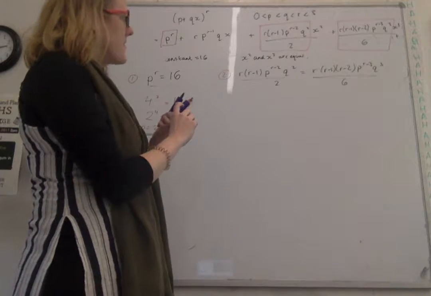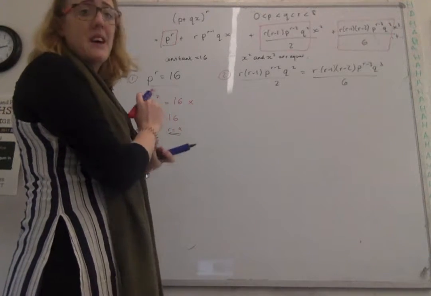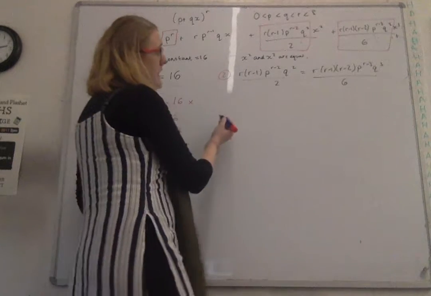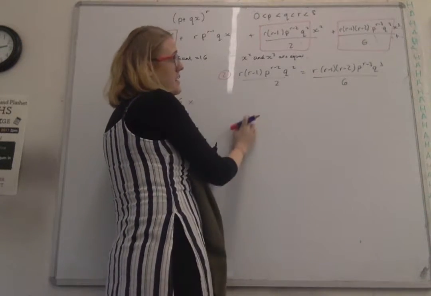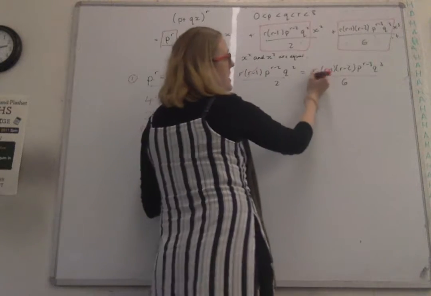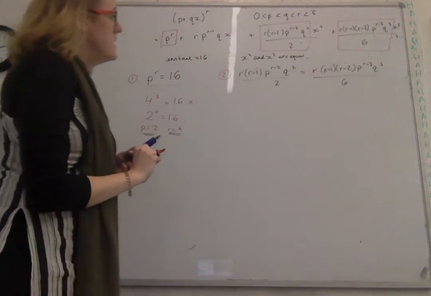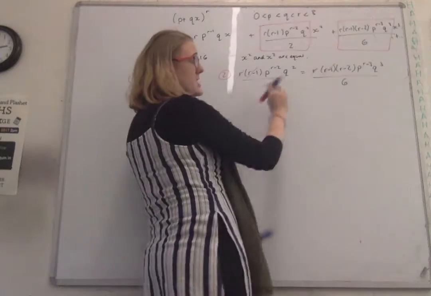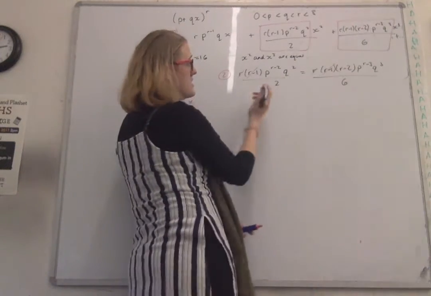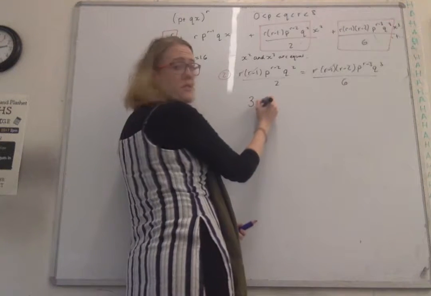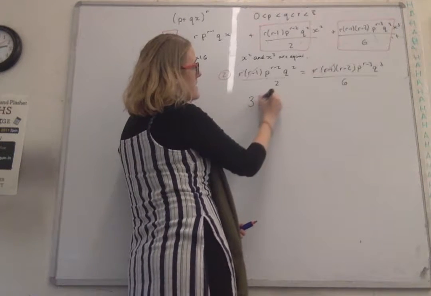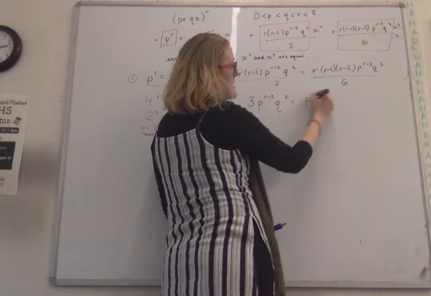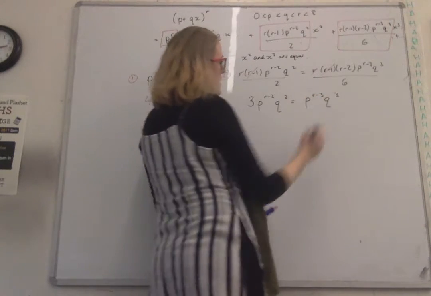There is some simplification that we can do before we worry too much about substituting these in, if I'm honest. The first thing that I'm spotting is that there's r and r minus 1 on both sides, so I can divide by those. I'm also noticing that I could potentially times by 6 to get rid of these fractions. So this one becomes 3 p to the r minus 2 q squared, and this one just stays as p to the r minus 3 q cubed.